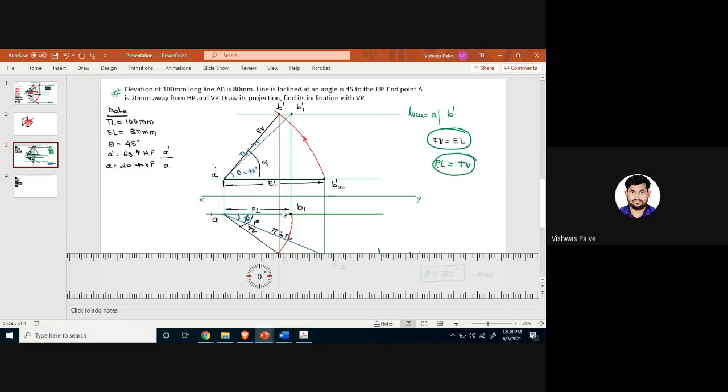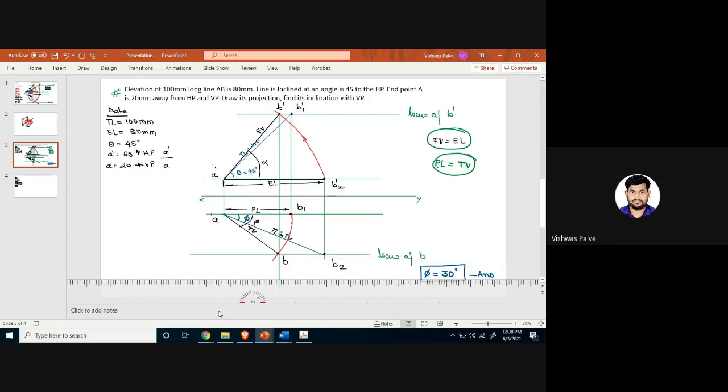So first you have to draw the plan length. We have to start with the top view. Draw the phi angle first. Locate the point A and A dash. From point A, take an 80 mm line, and the phi angle is given.